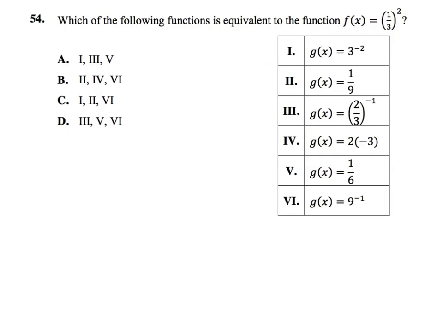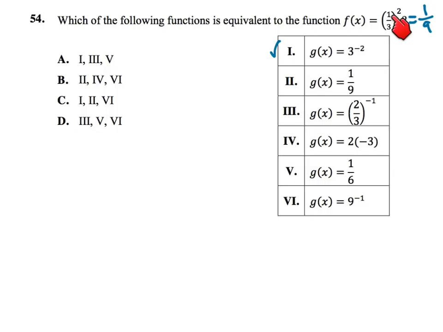Okay, 54. Which of the following functions is equivalent to this function? All we need to do is solve one way or the other, right? So sometimes I'm going to start with this one and solve to see if I get that. Sometimes I'm going to start here and solve to see if I get that. So let's see, Roman numeral I, g of x equals 3 to the power of negative 2. Well, 3 to the power of negative 2, remember, is 1 over 3 squared, right? And I can rewrite that as 1 over 3 to the power of 2, because 3 squared is 3 squared. So this is equivalent. How about the next one?